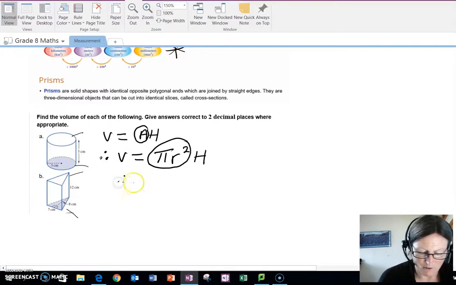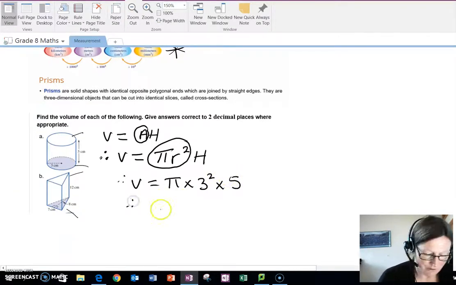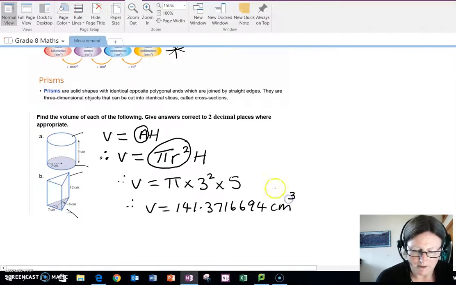We then substitute in: the volume equals pi times 3 squared, because the radius is 3, times 5 for the height. And if we put that into our calculator, pi times 3 squared times 5, it is 141.371669 centimetres cubed. Volume is cubic measurements.